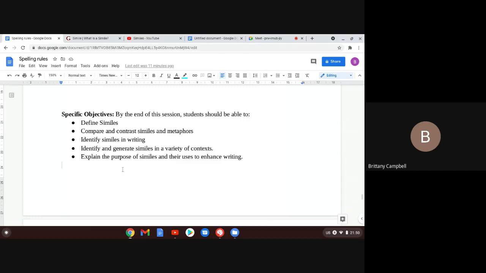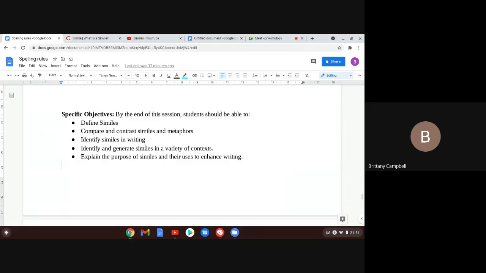So now I'm going to go ahead and I'm going to share with you the specific objectives. All right, so you've stated before that we are going to look at similes. Indeed, you're correct. So by the end of this session, you should be able to define similes, compare and contrast similes and metaphors. Yesterday we touched on metaphors, right? All right. You should be able to identify similes in writing, identify and generate similes in a variety of contexts, and finally, explain the purpose of similes and their uses to enhance writing.